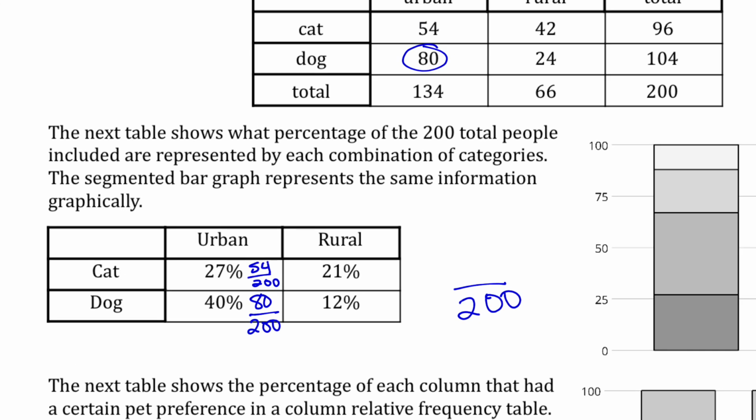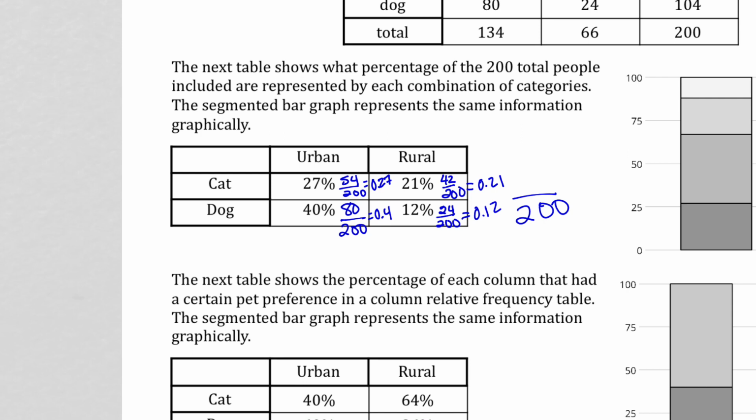Let's move this over right here. So we're going to pull for our rural cat, 42 divided by 200 is 0.21. I didn't have space over there, so I'm going to make space. 0.27, 0.4, and then lastly we have our 24 for our dog that is rural. So 24 divided by 200 is 0.12.